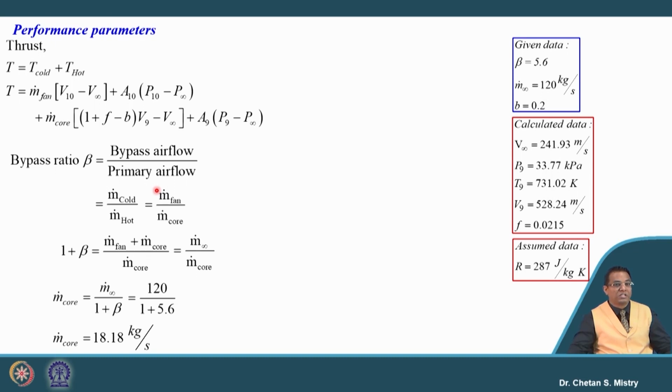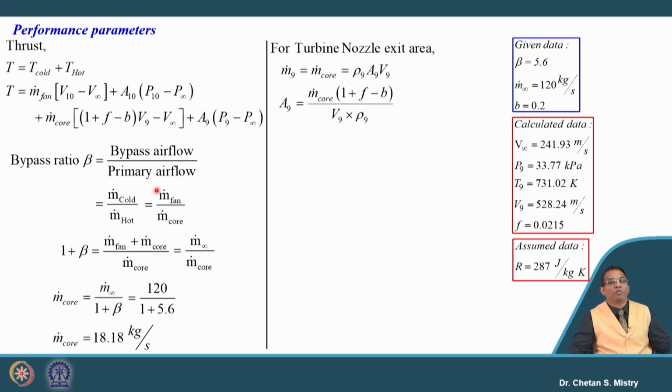Now, just realize this is required for the calculation of the area for the turbine nozzle. So, we can write down what is my m dot 9. This m dot 9 we are writing as density into area into velocity. So, here this m dot 9 we are writing in terms of m dot core into 1 plus f minus beta, divided by V9 into density 9.